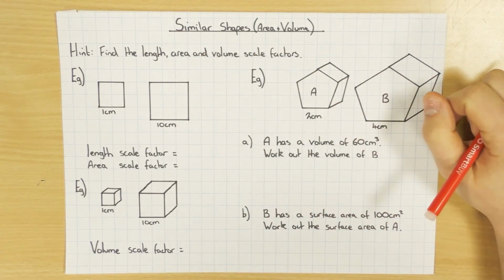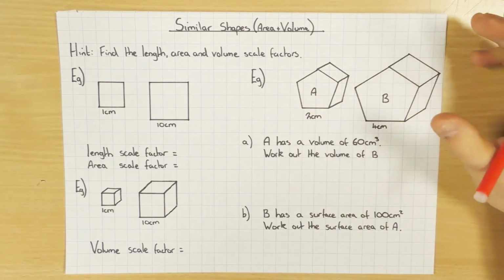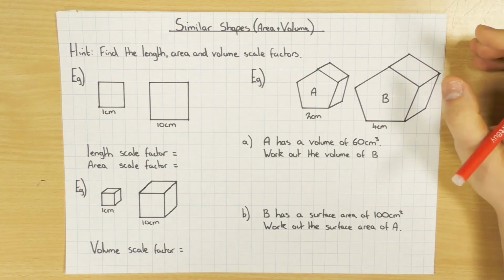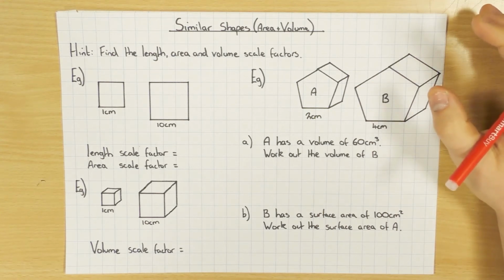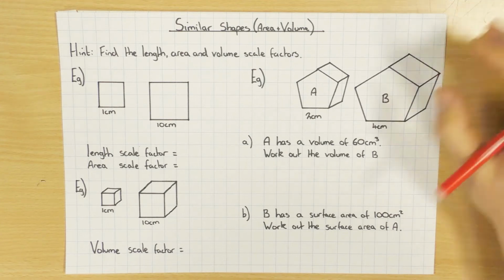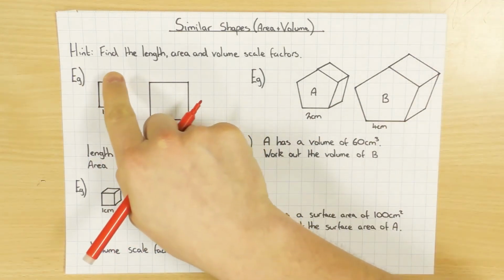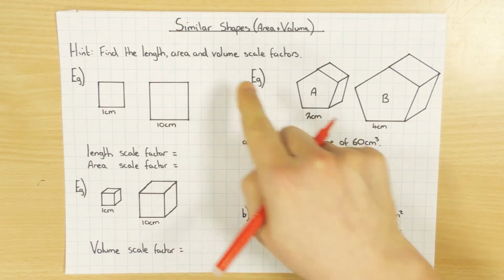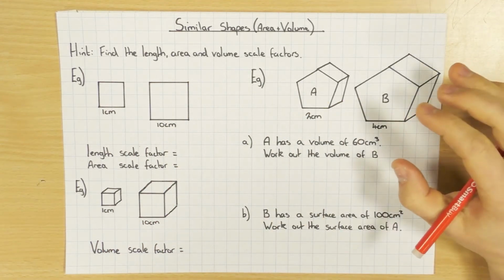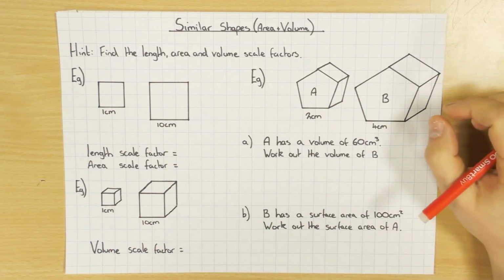Now, the most common error that people make with similar shapes when dealing with area and volume is they use the wrong scale factor. If you're dealing with area, they'll probably use the length. If they're dealing with volume, again, usually they use the length, or vice versa. So it's absolutely crucial that you get the right scale factor. So I put a little hint here. The best thing to do is to find the length, area, and the volume scale factors before you do anything, and then you should be okay.